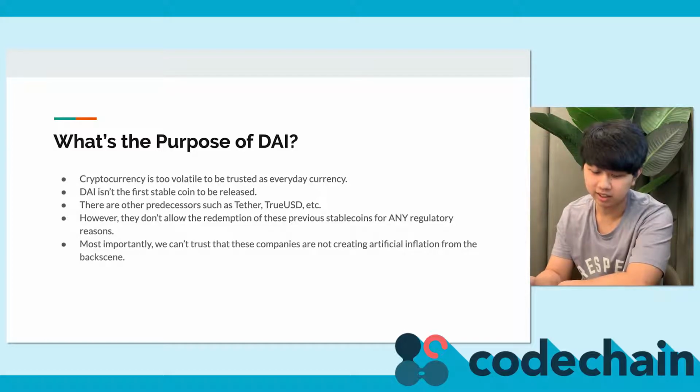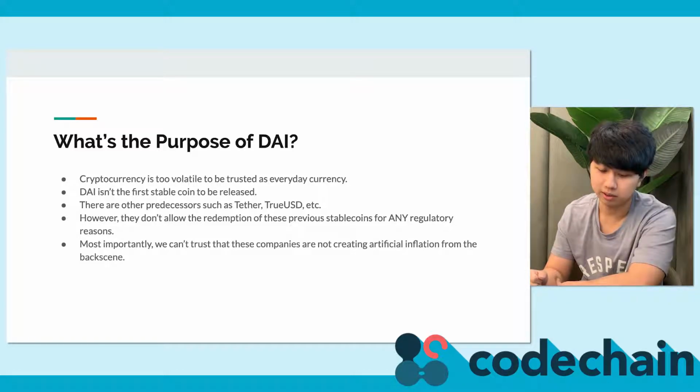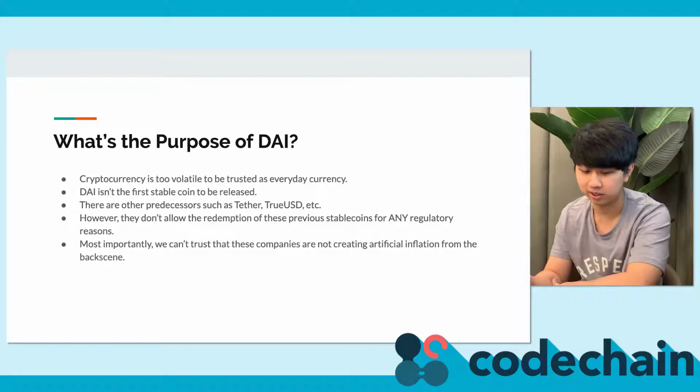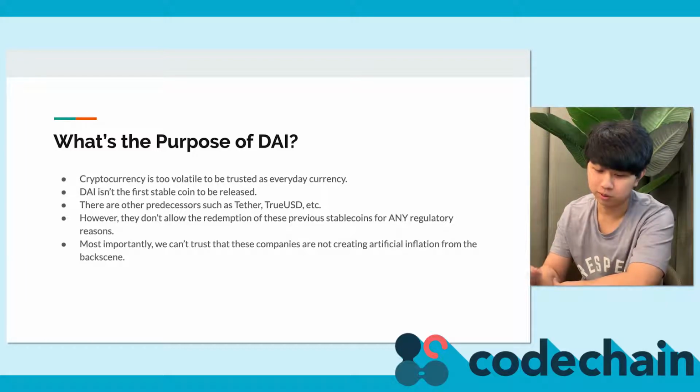So what's the purpose of DAI? Right now, cryptocurrency like Bitcoin and everything else is too volatile to be trusted, and we cannot use it as everyday currency. But DAI isn't the first stablecoin that was released. There were other works such as Tether, TrueUSD, etc. But the problem with those coins is they do not allow users to redeem their coins, for regulatory reasons. And because of that, we cannot trust whether these companies are creating artificial inflation from the back or not.